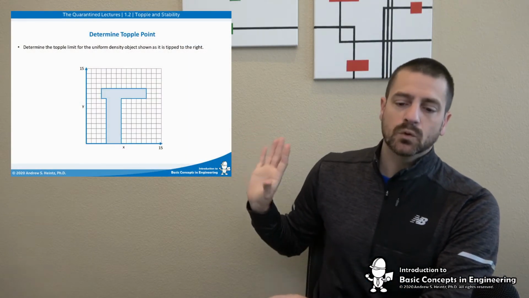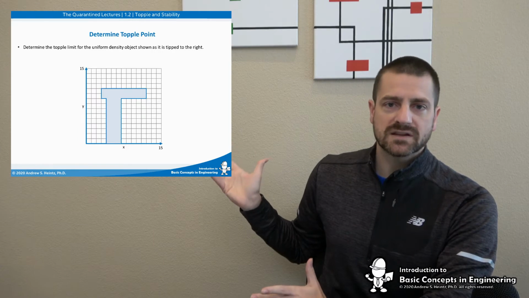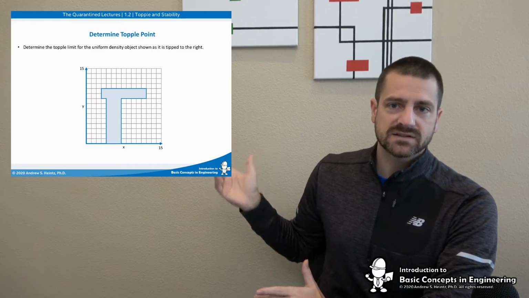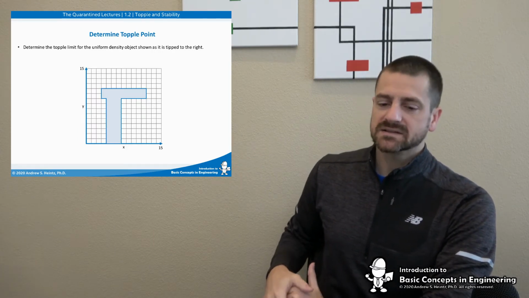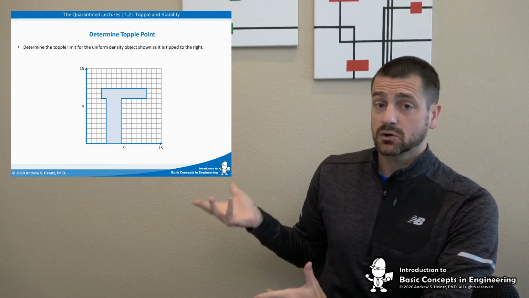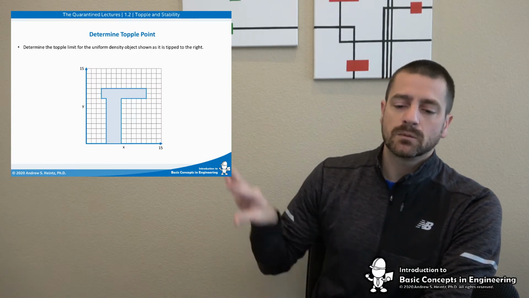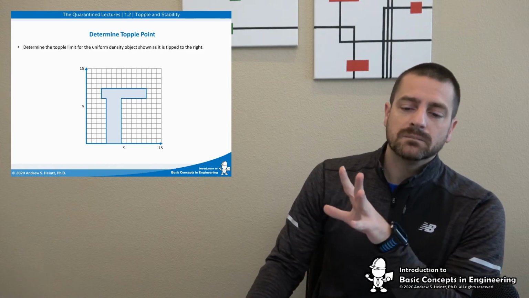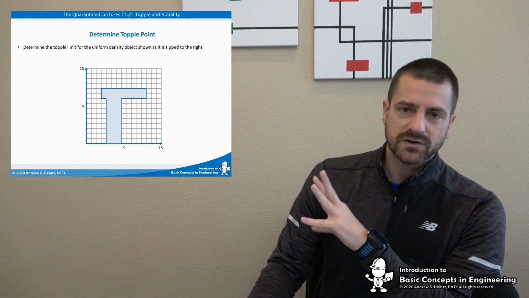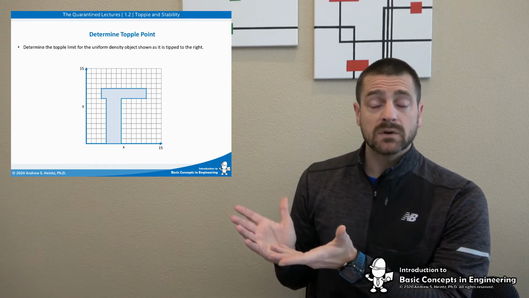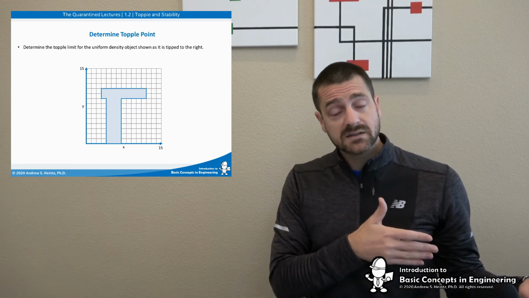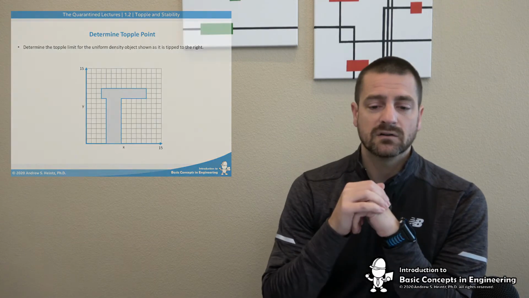So what we need to be able to do to actually apply this knowledge is determine the topple limit. Let's look at this example here. If a building looked like this, that would probably not be the best design, but you do see designs like this in cranes, for example. So let's go ahead and solve this and look at what our topple point would be. But in order to do that, we need to do what we learned in the last lecture, which is apply the center of mass.